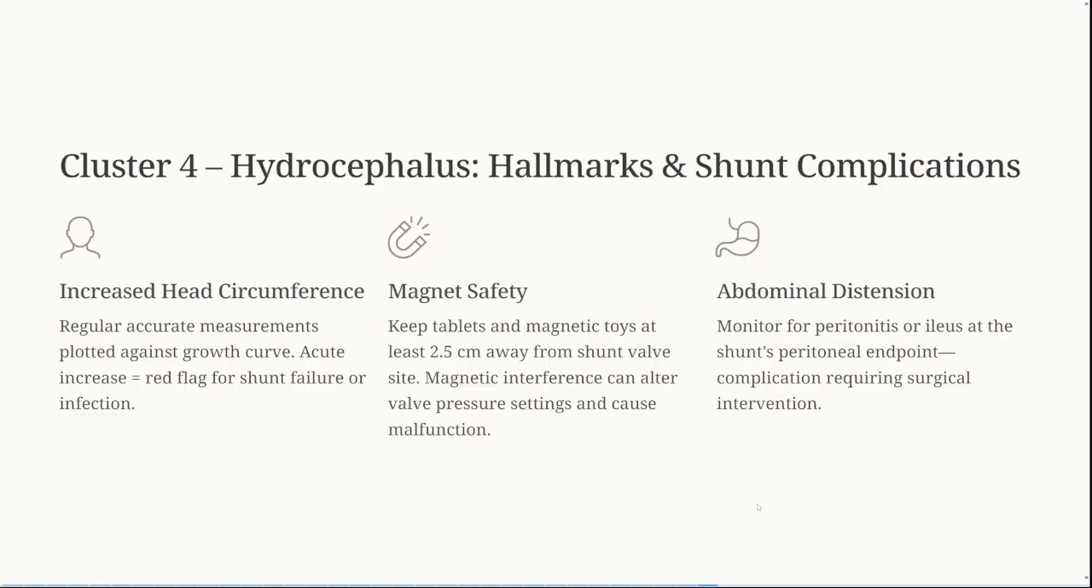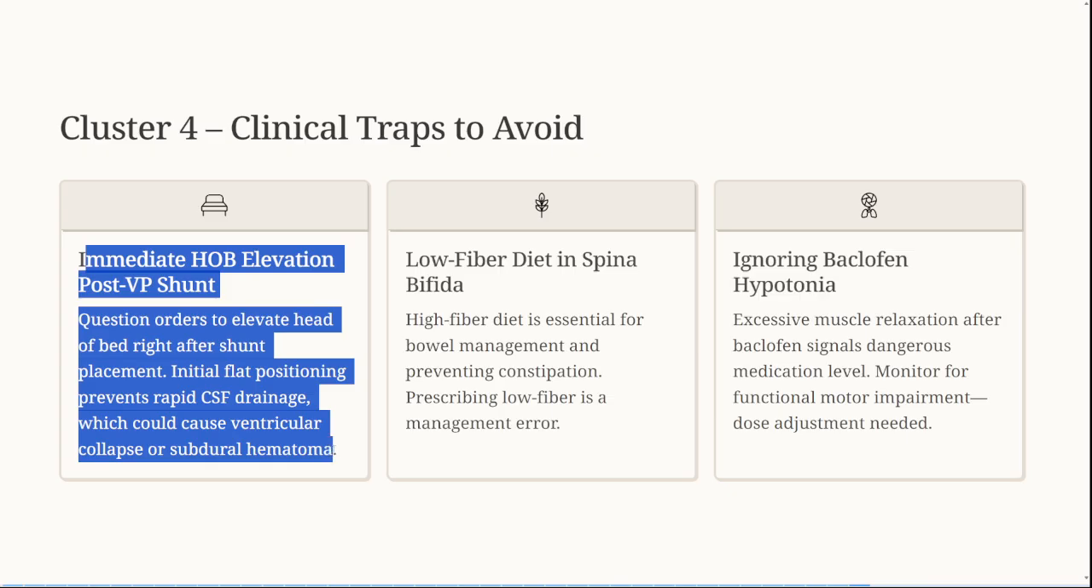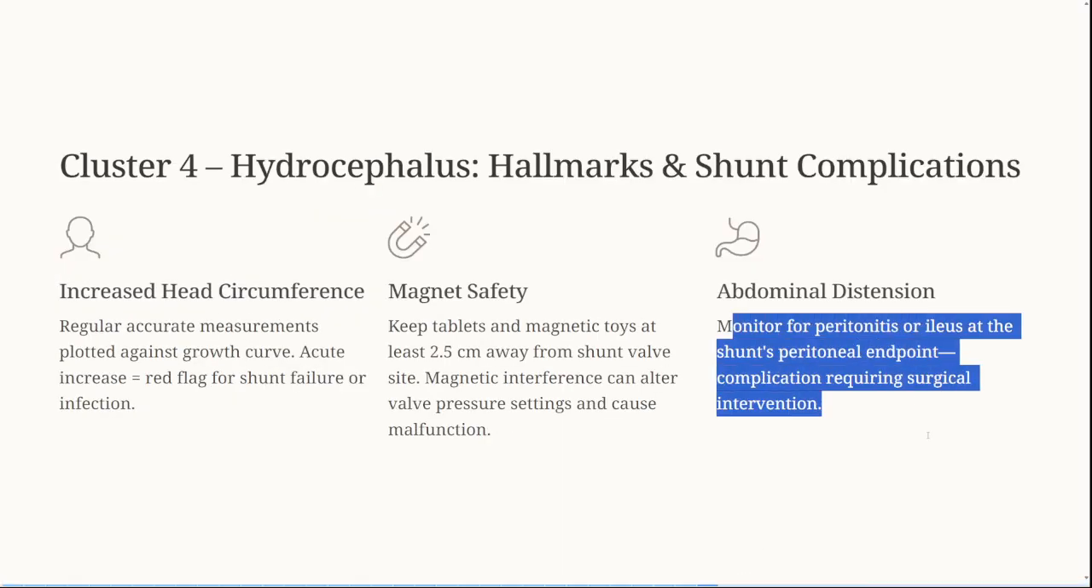Okay, that brings us to a clinical trap alert. Post-op positioning. Yes. After a VP shunt placement, a nurse must question an order to significantly elevate the head of bed, to prevent the CSF from draining too quickly, which can lead to the ventricles collapsing or a subdural hematoma. The infant is typically kept flat initially, as per the specific provider order. Always. And we also monitor closely for abdominal distension, which could signal complications like peritonitis or an ileus at the shunt's endpoint.